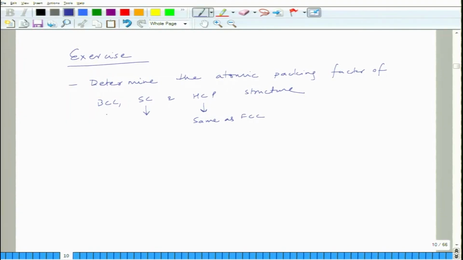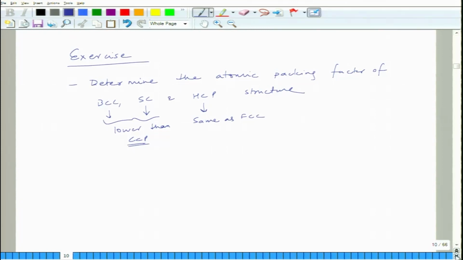Simple cubic and BCC will be lower than CCP, but you need to work out what these numbers will be. You can see by intuition that FCC and HCP are the highest, BCC is the second highest, and simple cubic is the lowest. So this will be the atomic packing factor of these materials.